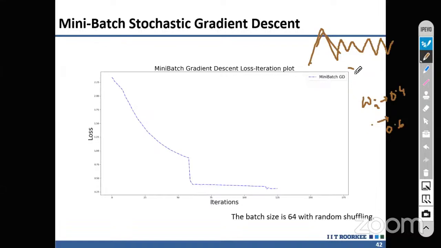But when I compute the loss for every sample, it will be smoother, though stochastic gradient descent is very slow. So to compromise between both, we use mini batch gradient descent.